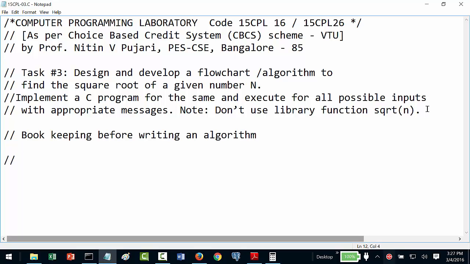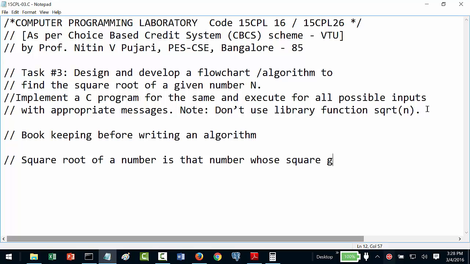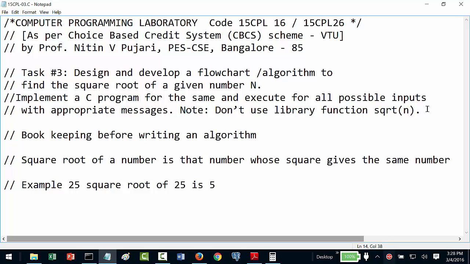So what does it say? We all know that if you look at the definition, the square root of a number is that number whose square gives the same number. For example, if I take 25, the square root of 25 is 5, and the square of 5 is 25.